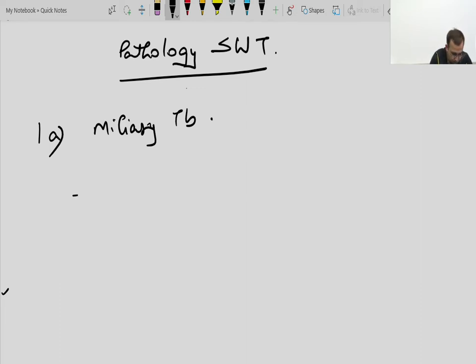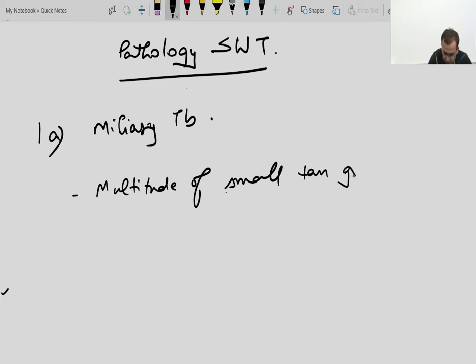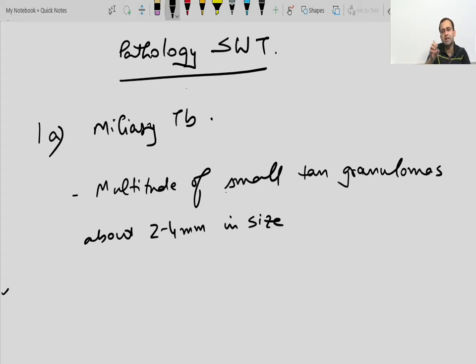Firstly, what it shows is a multitude of small tan granulomas. It is called miliary TB because it shows a multitude of small tan granulomas about 2 to 4 millimeters in size. It is scattered like the miliary seeds, that is, multiple small tan granulomas about 2 to 4 millimeters in size, scattered throughout the lung parenchyma.